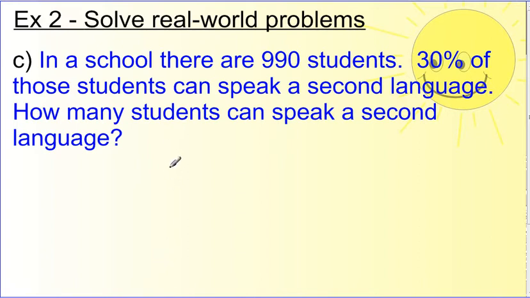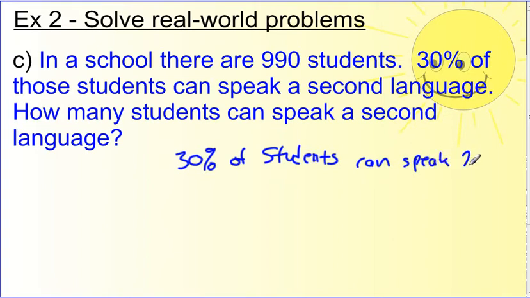Okay, here we go. So how many students can speak a second language? So we're trying to find out 30% of the students can speak a second language. So 30% of the students can speak a second language. So now let's write this as a math problem.